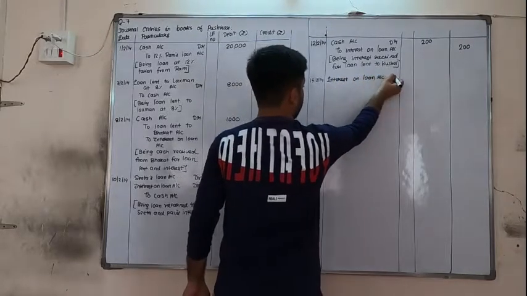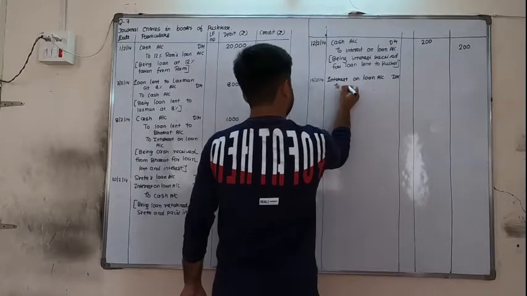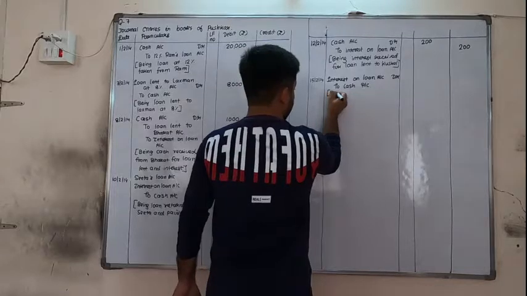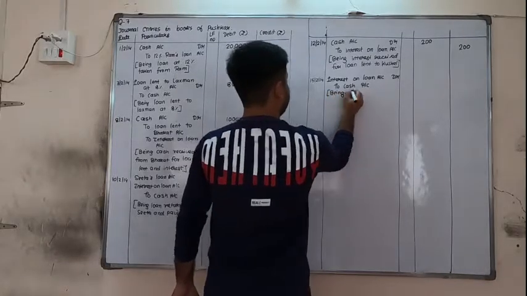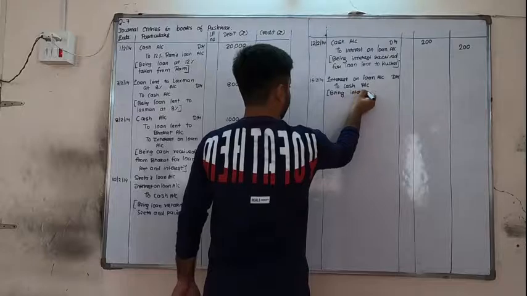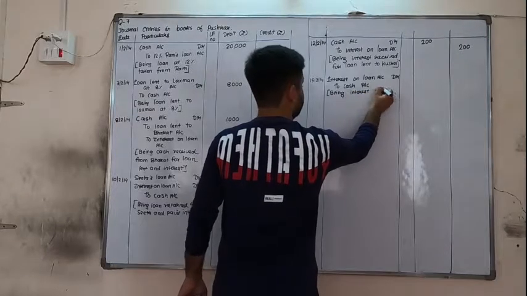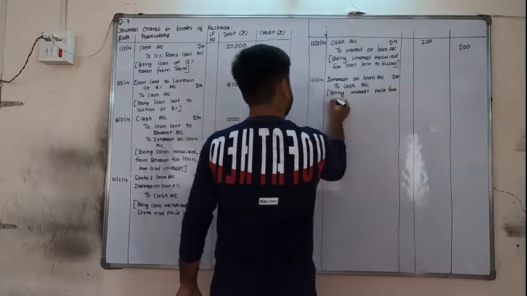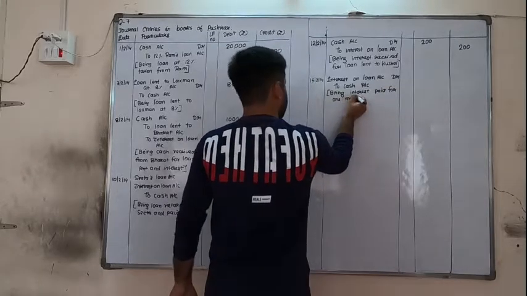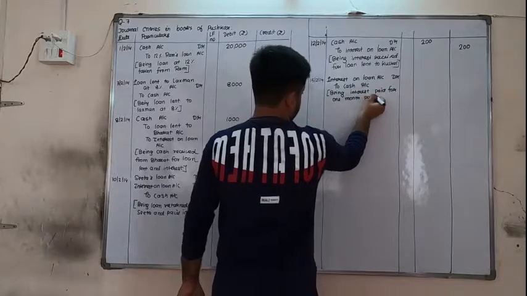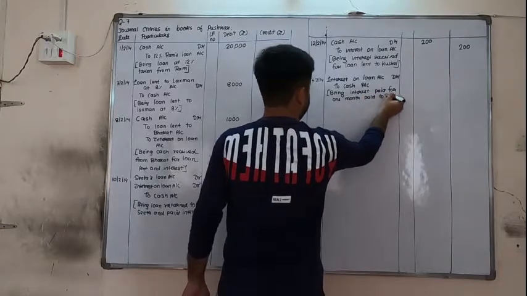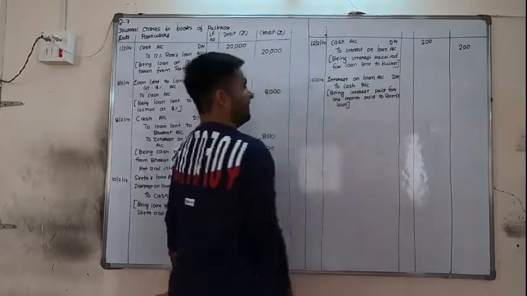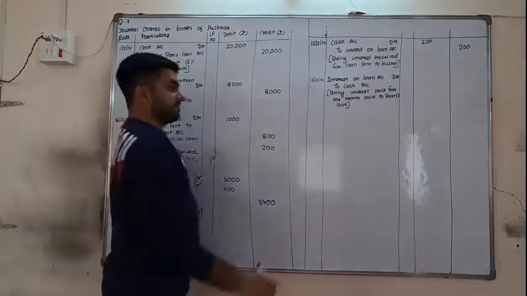Interest on loan account debit to cash account. First, don't write the amount, write the narration itself. Being interest for 1 month paid to Ram's loan. Now we will calculate the interest.